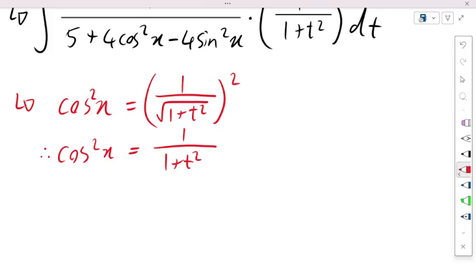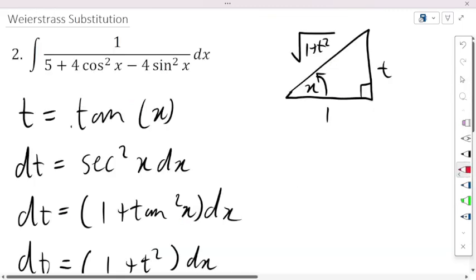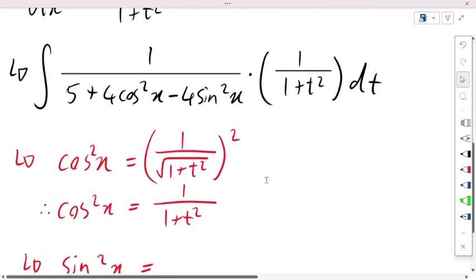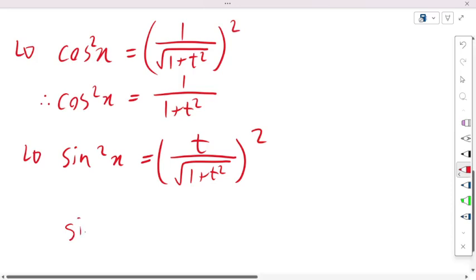Just like that, we found it. Now we need to find our sine square x. And remember, it's just sine x but squared, which was represented as the opposite over the hypotenuse of the angle x. So it's t over root 1 plus t squared. And remember, we squared both sides, such that we'll have sine square x is equal to t squared divided by 1 plus t squared. Found sine square x.